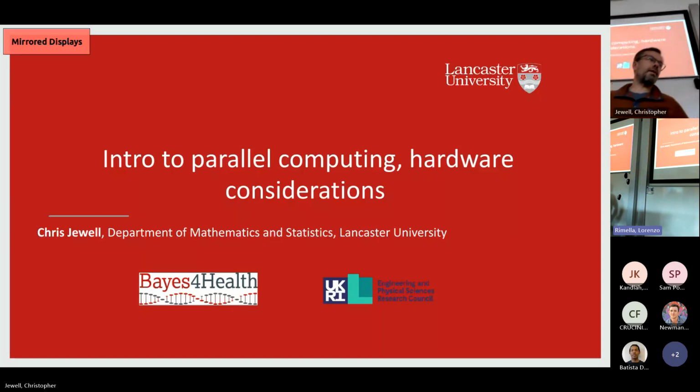Lorenzo asked me to kick off by giving a summary of what's out there, the sorts of hardware that we might want to think about when doing parallel computing. It was quite interesting thinking about this, because the landscape's a bit different to when I was a PhD student, and hopefully we'll pick up on that as I go through.